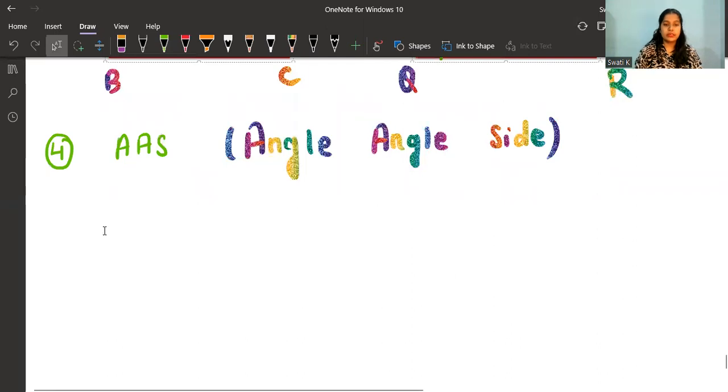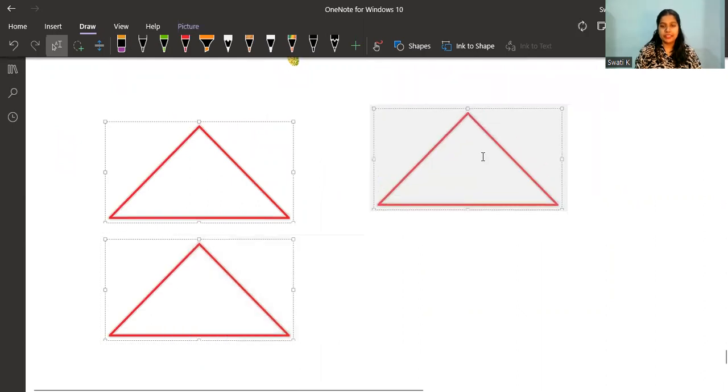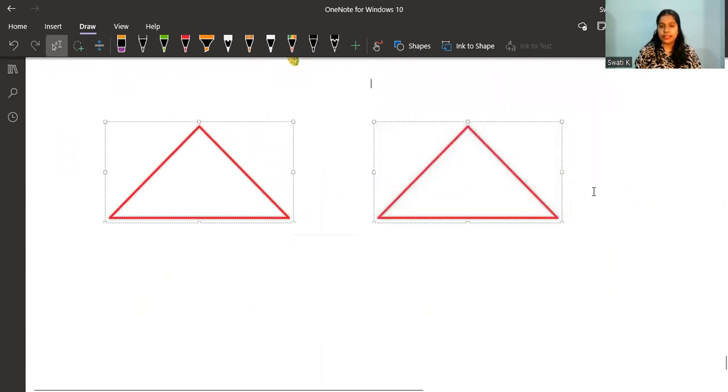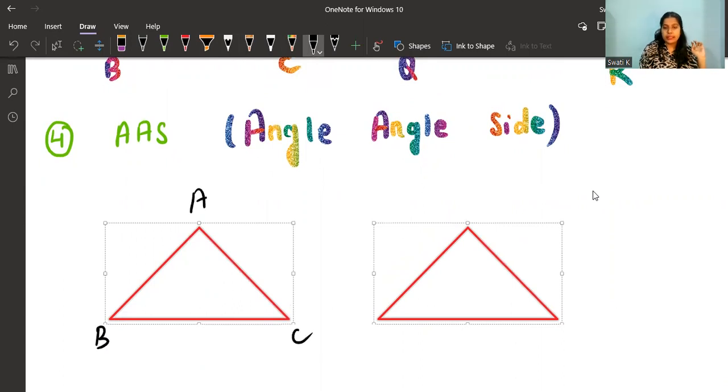As you can see here, I have drawn two triangles again. All right, I'm just going to shift it here. Here you can see the order is very important. AAS, that means angle, angle, side. So suppose this is ABC and this is PQR. Here, suppose angle A equals angle P, all right? And angle C equals angle R, and then BC equals QR.